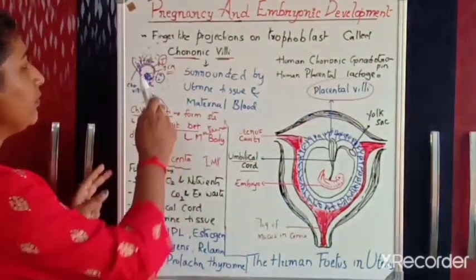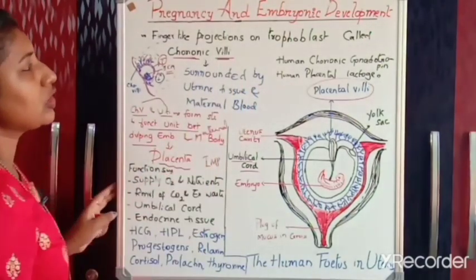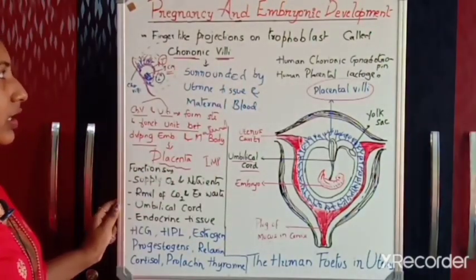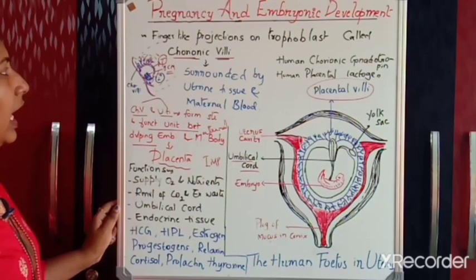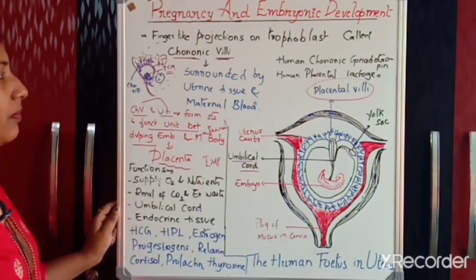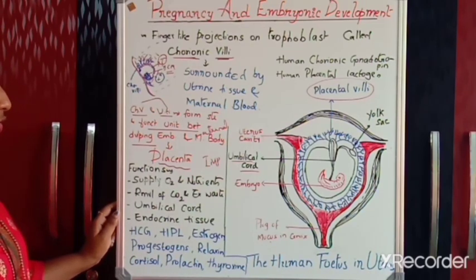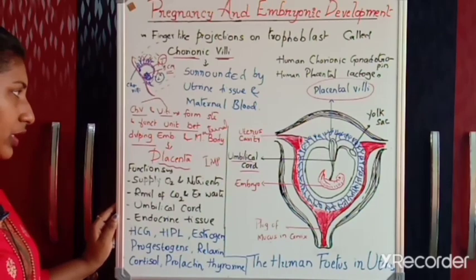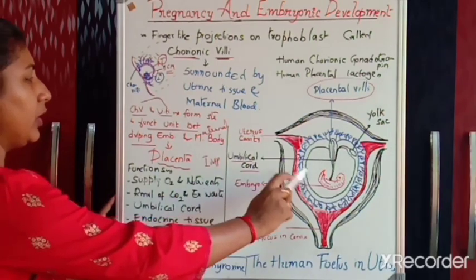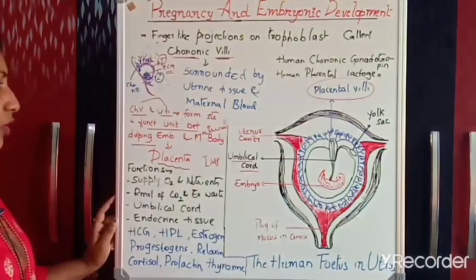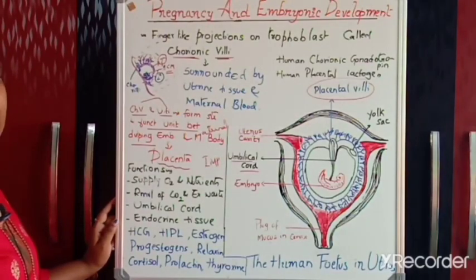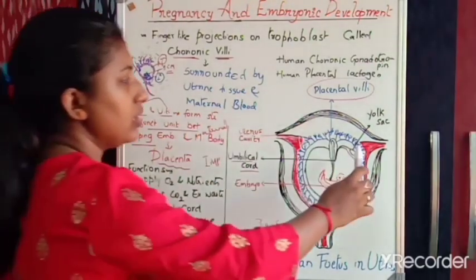I repeat. There are finger-like projections present on the trophoblast called chorionic villi, and this chorionic villi is surrounded by uterine tissue and maternal body or maternal blood. So this chorionic villi and uterine tissue form a structural and functional unit between the developing embryo and the maternal body, which is called the placenta. Can you see this picture?